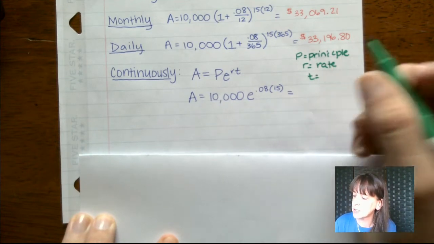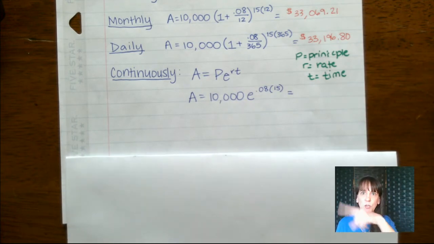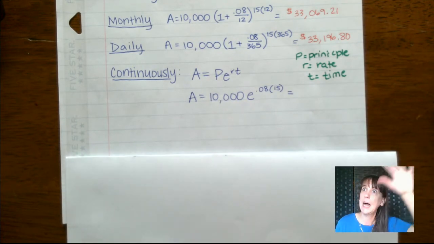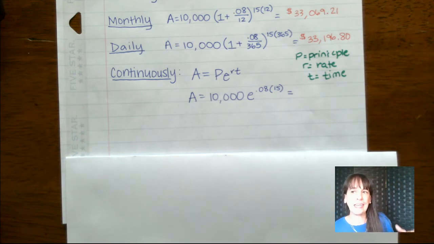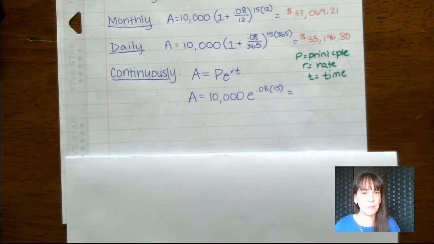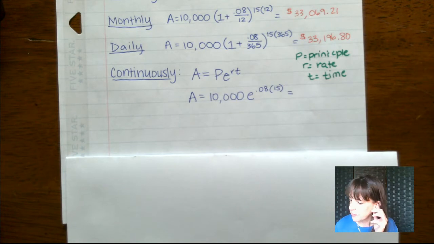Now that E is just a funny number that shows up. You know how we have pi, where you take the circumference of a circle and you divide it by the diameter, and no matter what the circle is, you get 3.1415, yada, yada, yada. Same thing for E. It's just this naturally occurring number that occurs when we're compounding things continuously. So we have our little E button, our E there that we can use.